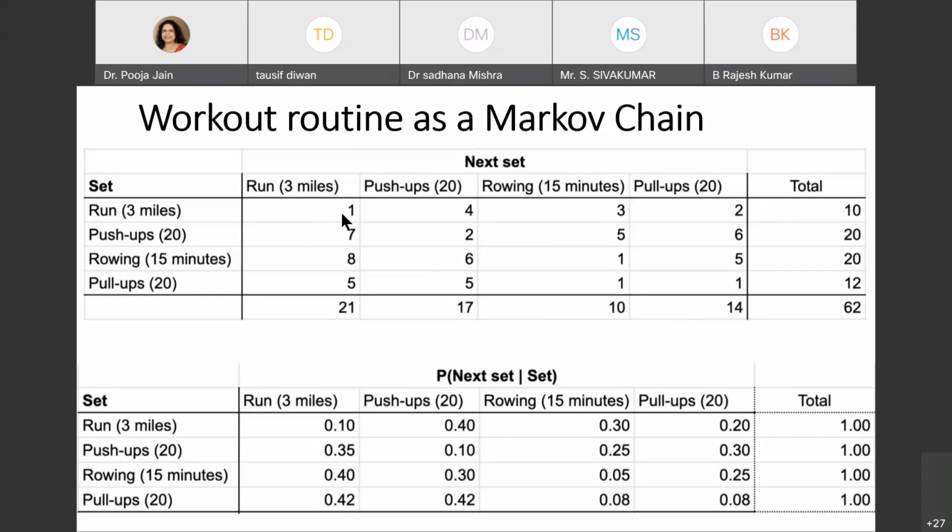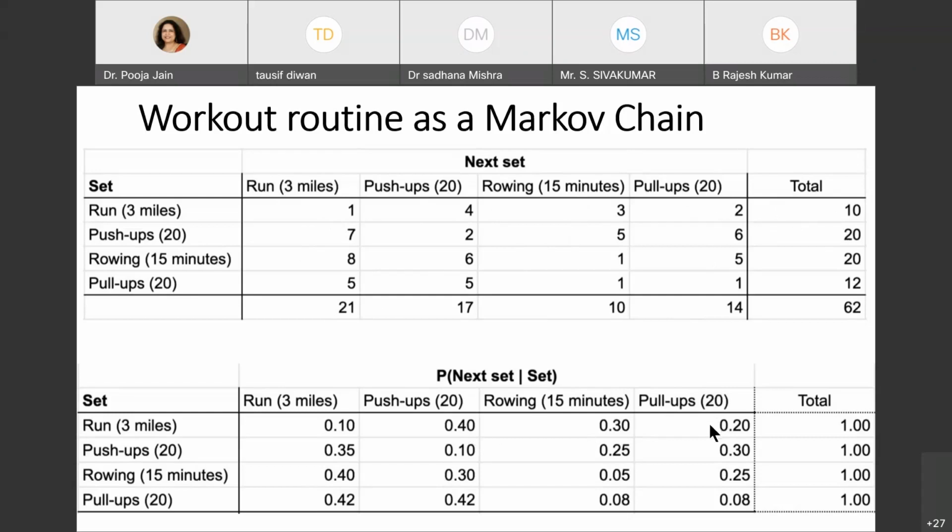One time out of these 10 times, I am taking this. 4 times out of these 10 times, I am taking this. 3 times out of these 10, I am taking this. Okay, converted into probability: 1 out of 10 is 10%, 4 out of 10 is 40%, 3 out of 10 is 30%, 2 out of 10 is 20%.